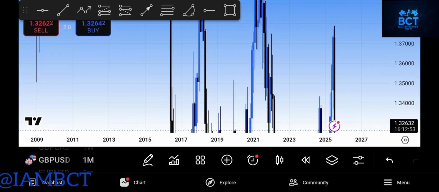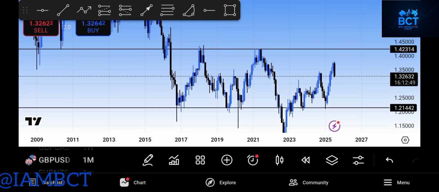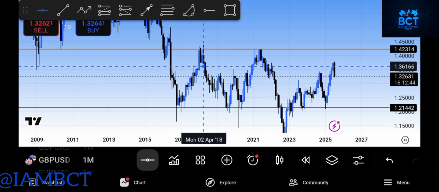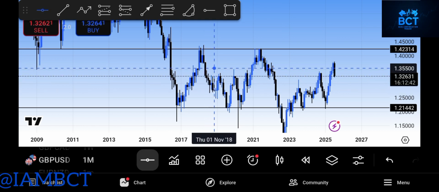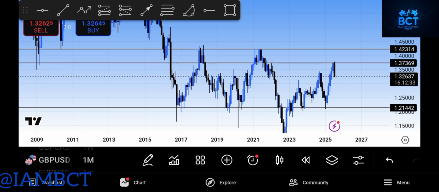So as you can see again, top down analysis. This is how I do it. Before I click on any trade, I must analyze it from the beginning of the time frame. That is, for me, monthly is what I use. So as you can see, this is right here.